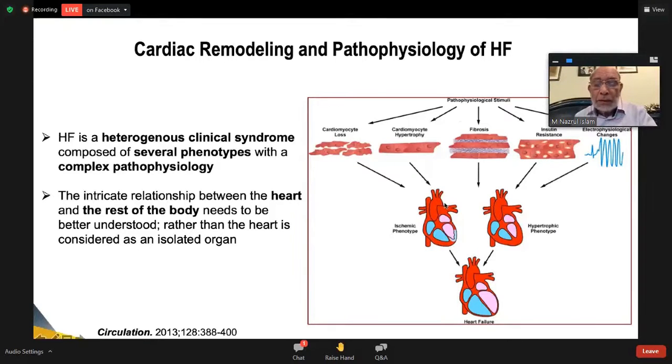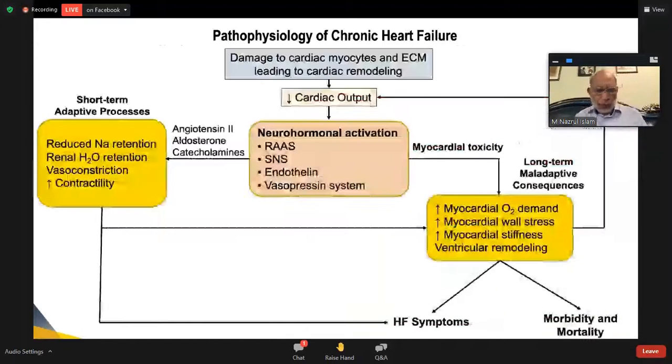All these insults give rise to two types of adaptation: an ischemic phenotype and a hypertrophic phenotype. But ultimately both phenotypes lead to heart failure, meaning a dilated cardiomyopathy with reduced ejection fraction and cardiac output. To summarize, damage to cardiac myocytes and other ECM tissues leads to cardiac remodeling, and this remodeling ultimately gives rise to reduced cardiac output.